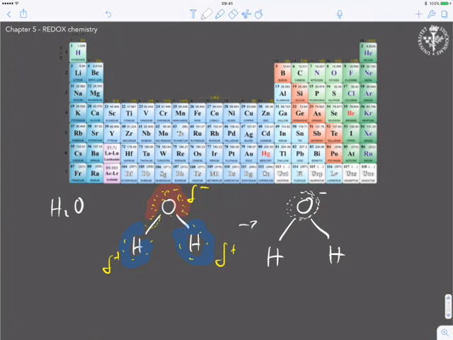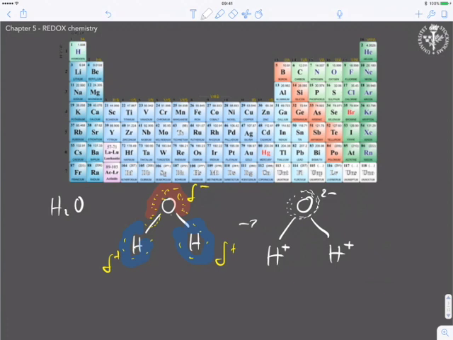So the charge of this oxygen will be, in this case, 2 minus, and the hydrogens will be positive because they will give the electron to the oxygen. By convention, we write the charge of these elements within a molecule with the sign after the number. We're not writing -2, we're writing 2 minus. So this is what we define as an oxidation state, or number if you want.